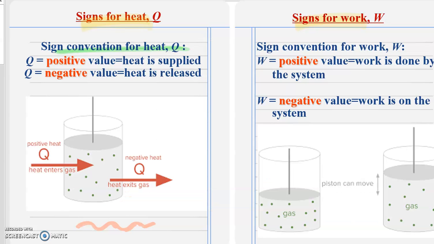Okay, so this is the sign convention for heat and work. Kita tahu Q is positive when the heat is supplied. Q is negative when the heat is released. So dalam soalan akan bagi tahu either the heat is supplied or heat is released. For work done, the sign is positive when the work is done by the system. Ingat, work is done by the system. Kalau negative value, dia cakap work is done on the system.